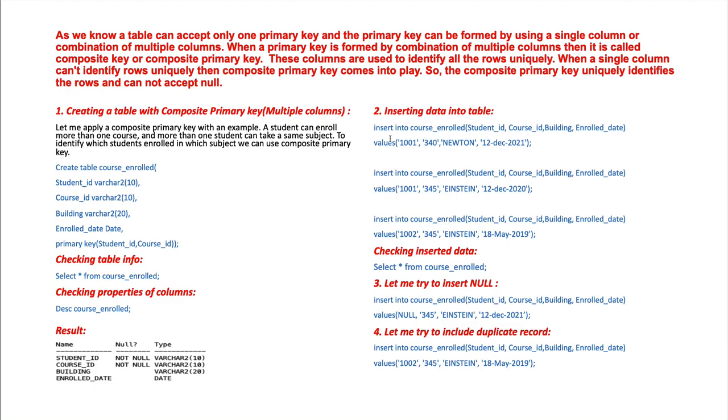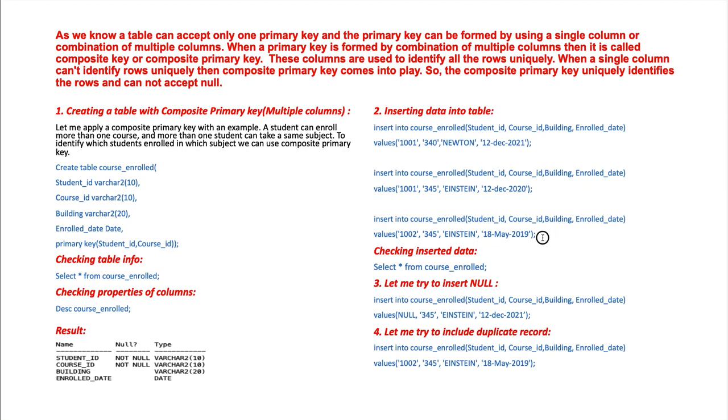Step 2. Inserting data into table. In this step, I am going to insert 3 rows into the table. To insert data into table, we start with insert statement. Insert into table, course_enroll. Inside parentheses, we have to provide column name with values, and those values correspond to column name. First value corresponds to student ID, second value corresponds to course ID, third value corresponds to building, and fourth value corresponds to enroll date.